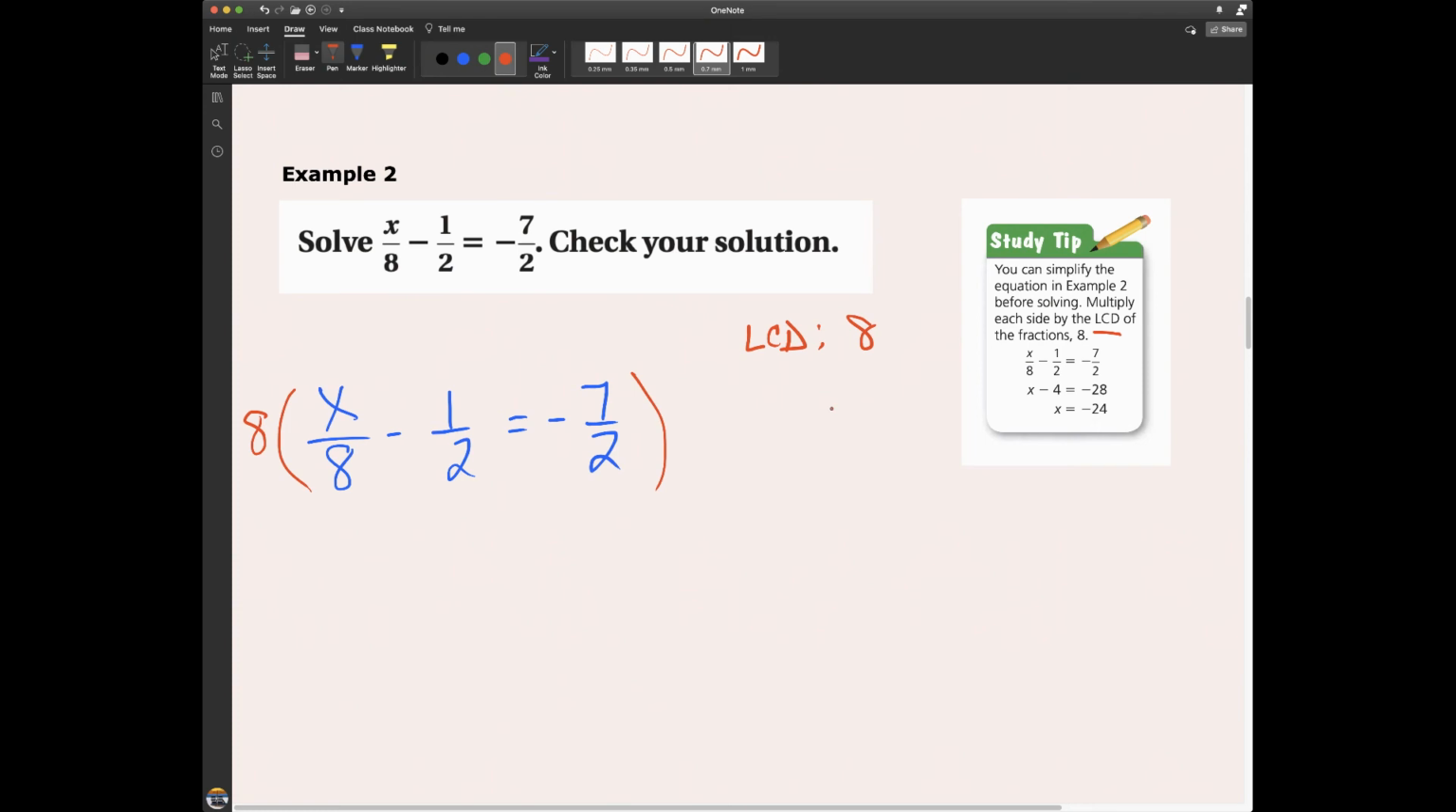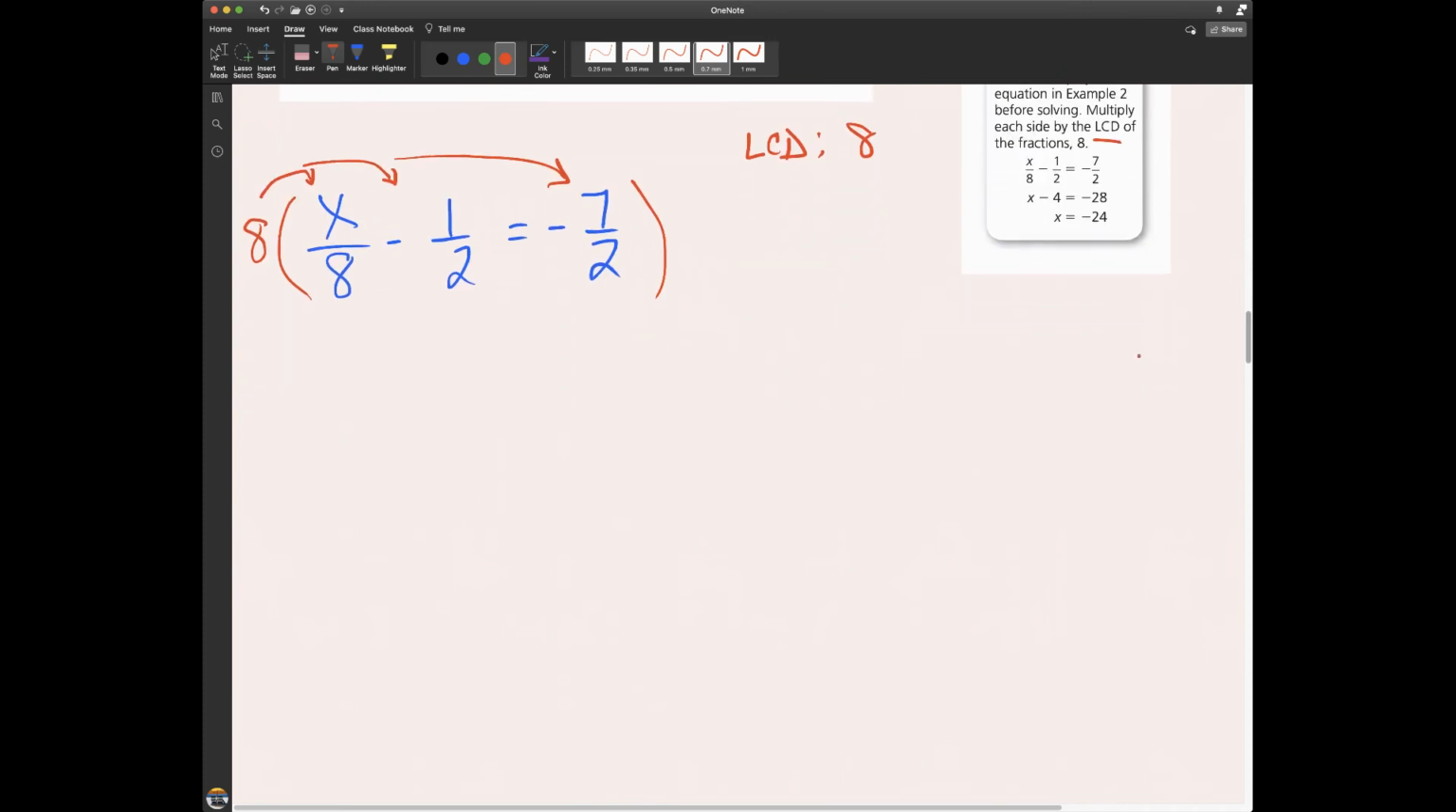All right. So now I use the distributive property. Okay. So when I do that, what happens? I have 8 times x divided by 8. And remember, this could be written as 8 over 1. And then I have 8 times negative 1/2, and that equals 8 times negative 7/2. And remember, I can always write a whole number so that it looks like a fraction.